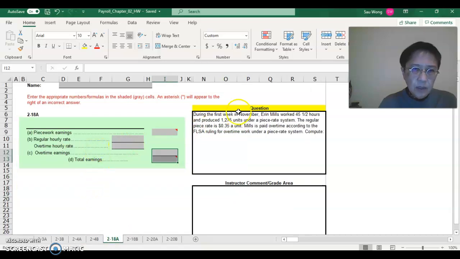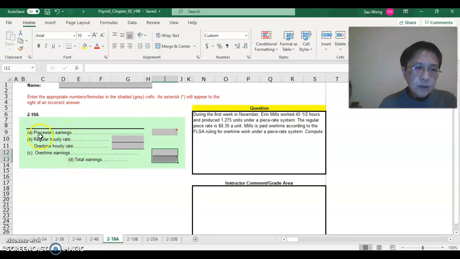Let's go to 2-18A. During the first week in November, Aaron Mills worked 45.5 hours and produced 1,275 units under a piece rate system. The regular piece rate is 35 cents a unit. Mills is paid overtime according to the Fair Labor Standards Act ruling for overtime work under a piece rate system. A. Compute piece work earnings. B. Regular hourly rate, overtime hourly rate, overtime earnings, total earnings.